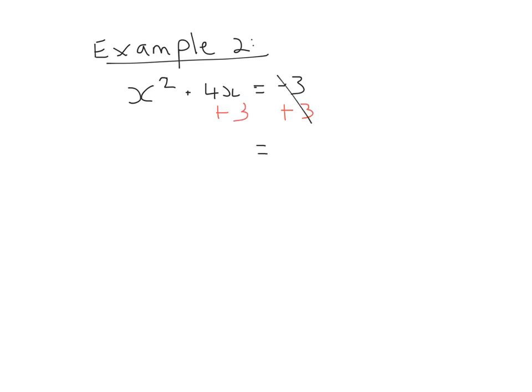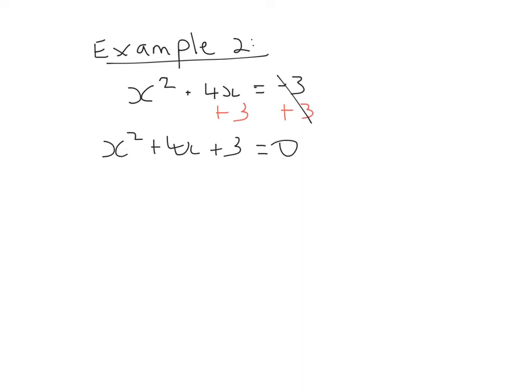Therefore, we're going to be left with x squared plus 4x plus 3 is equal to 0. We need to solve this quadratic equation. Again, we're going to use factors for this one, and I'll explain where we're going to recognize how the other method works in a minute.